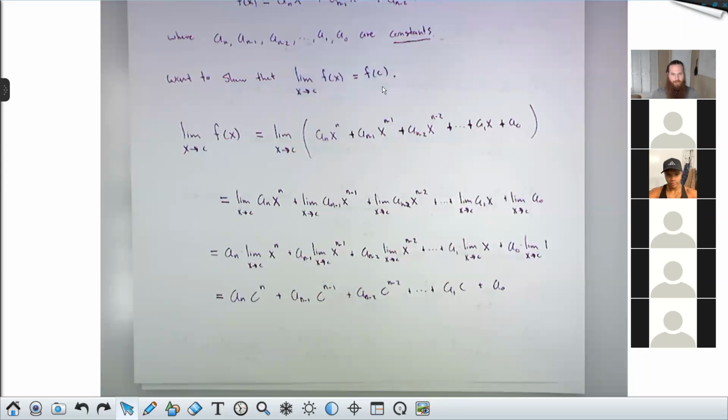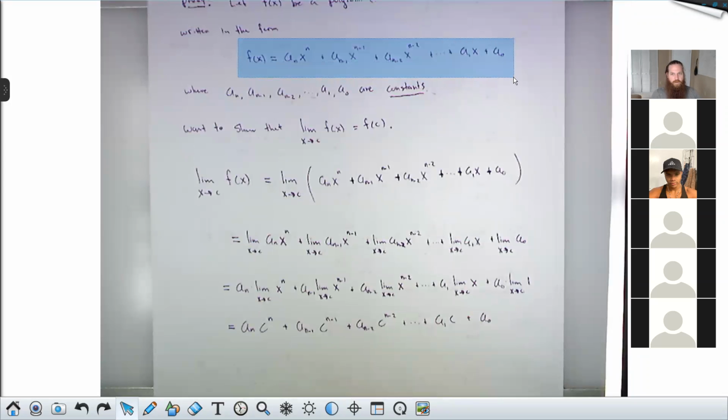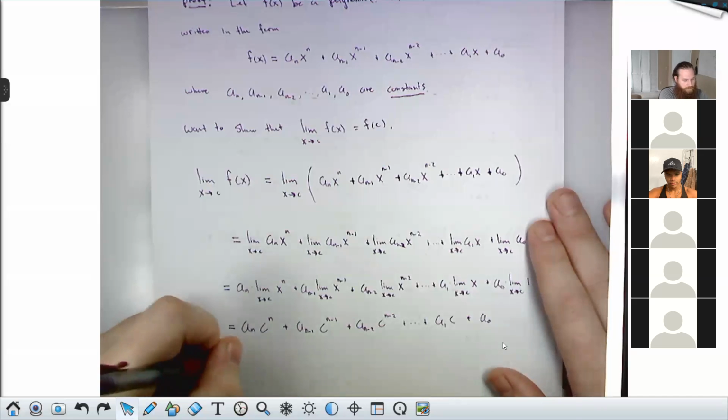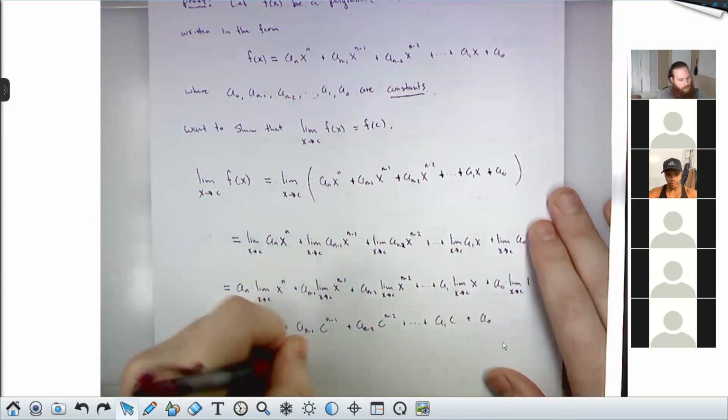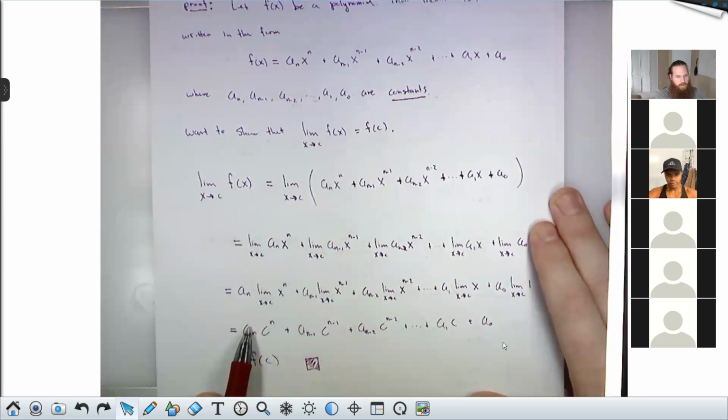Have we shown it? What is f of c? Well, if f of x is this big long thing, then f of c is this big long thing with c plugged in for x. Is that what we have down here? Yeah. This is, by definition, f of c. So we're done. We proved that the limit as x approaches c of f of x is equal to this, which is f of c. Victory.